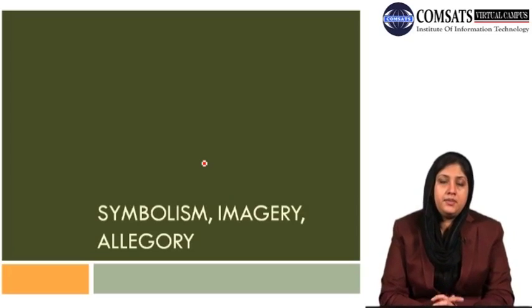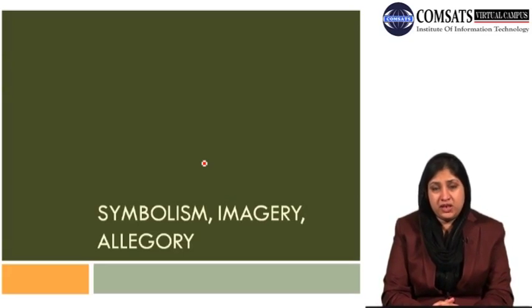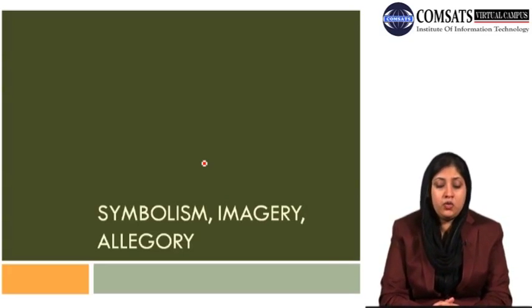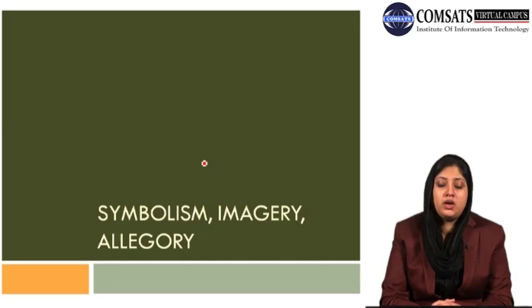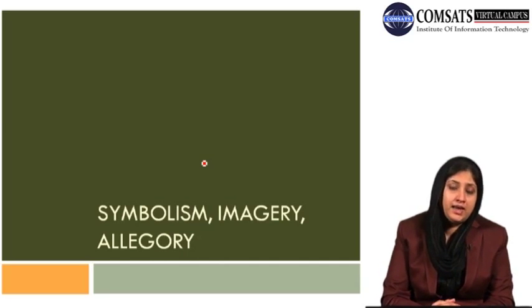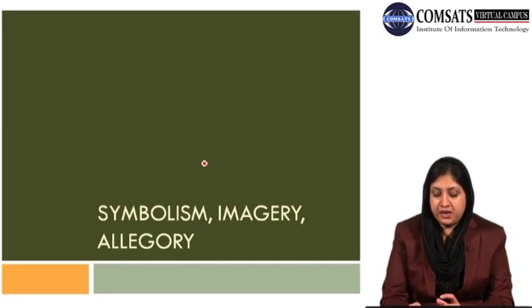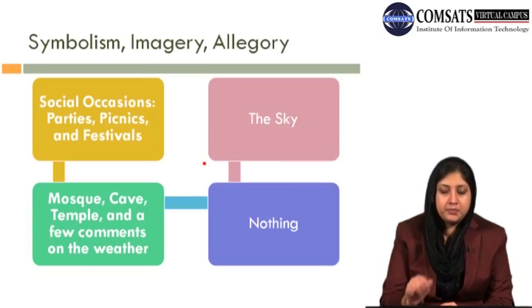So, this was the last bit of theme that was left in the discussion, and now we are going to touch on the symbolism, use of imagery and allegory in the narrative by E.M. Forster in A Passage to India.